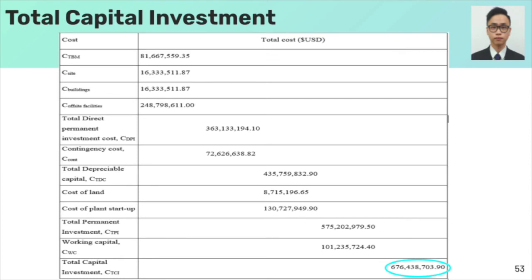Now I will be presenting the total capital investment. As you can see from the top of the table, the first item is the total bare module cost, which is 81 million. It is summed up with site cost, building cost, and off-site facility cost to become the total direct permanent investment cost. Then the CDPI is summed up with contingency cost to become the total depreciable capital cost. The CTDC is summed up with cost of land and cost of plant startup to become the total permanent investment cost. Finally, the total permanent investment cost is summed up with working capital to become the total capital investment cost, CTCI, with an amount of 676 million.